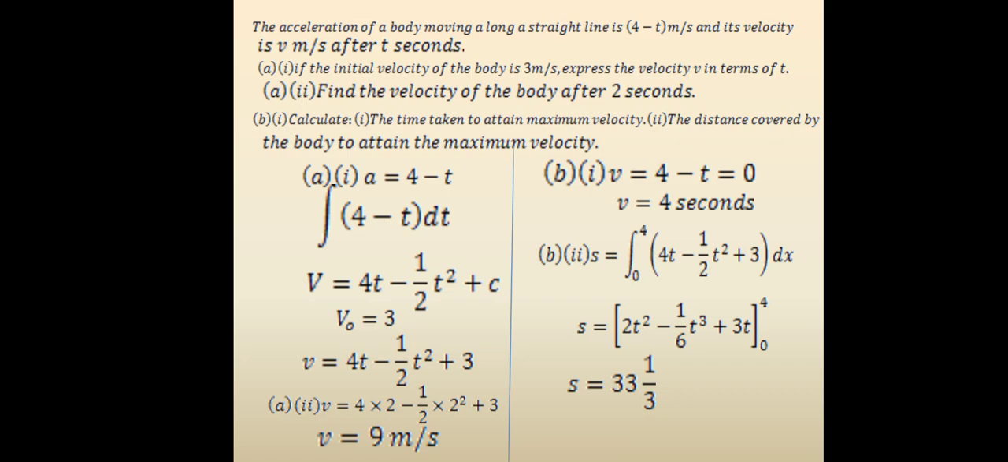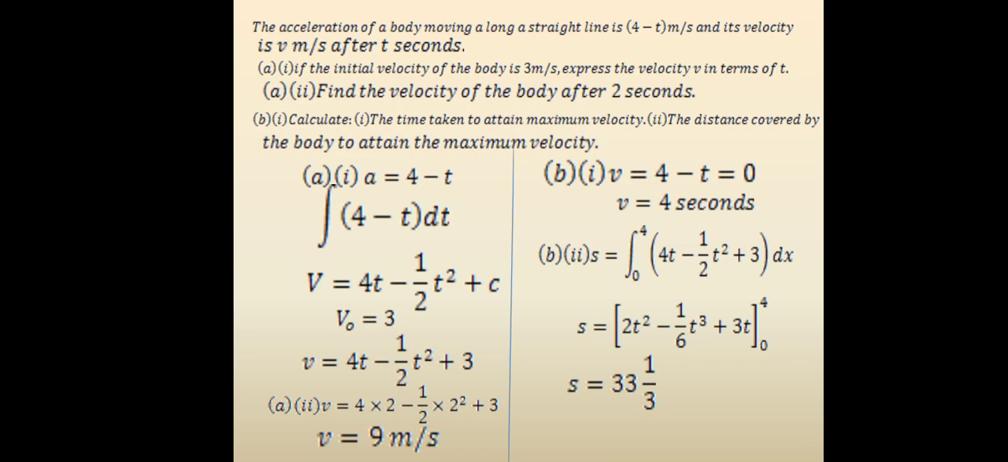The acceleration of a body moving along a straight line is 4 minus t meters per second squared, and its velocity is v meters per second after t seconds. A1. If the initial velocity of the body is 3 meters per second, express the velocity v in terms of t. A2. Find the velocity of the body after 2 seconds.